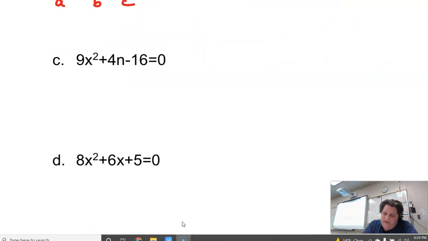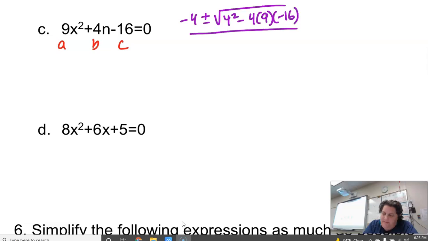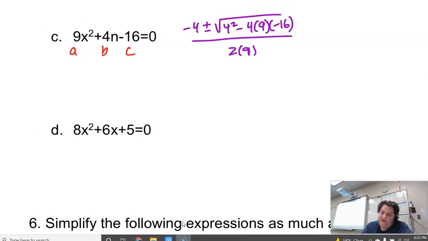These are all nice in order here. This is A, B, C. So here's what we got. Negative B plus or minus B squared minus 4AC all over 2A, which is 9. Okay? Okay, so let's go ahead and say what is in our square root. Well, 4 squared is 16 minus a negative is plus. 4 times 9 times 16 is a pretty huge number.